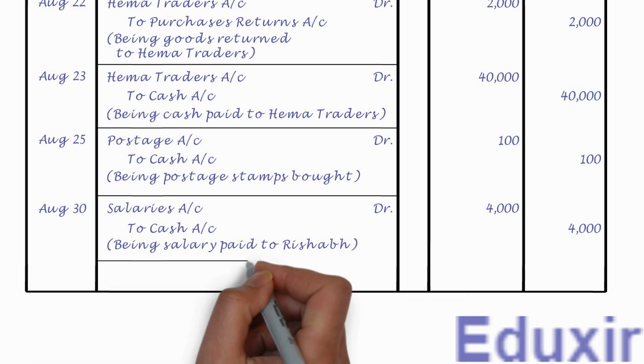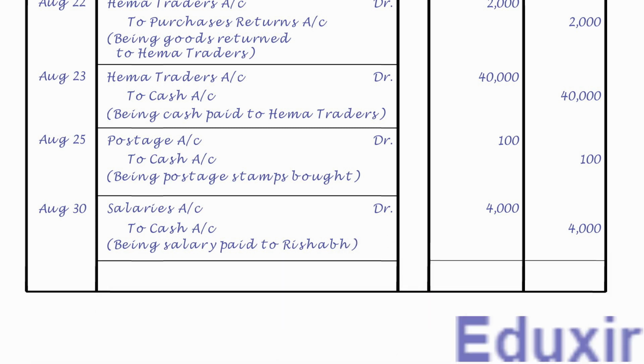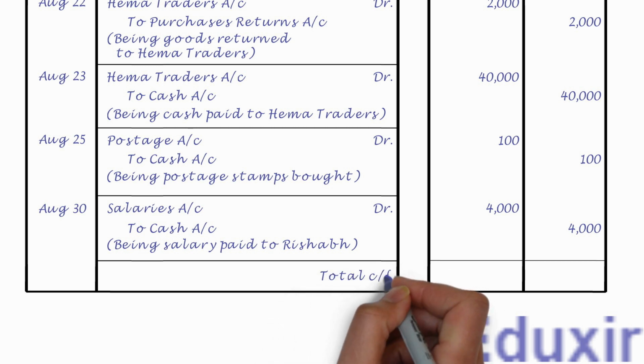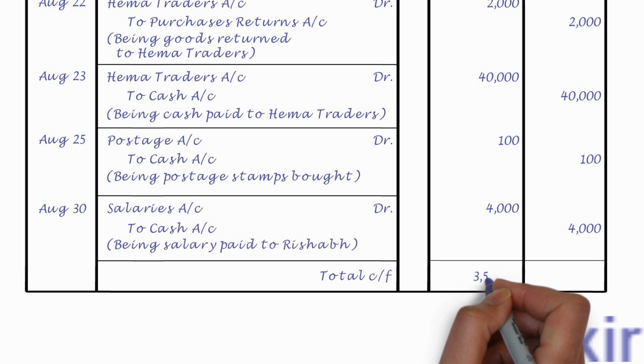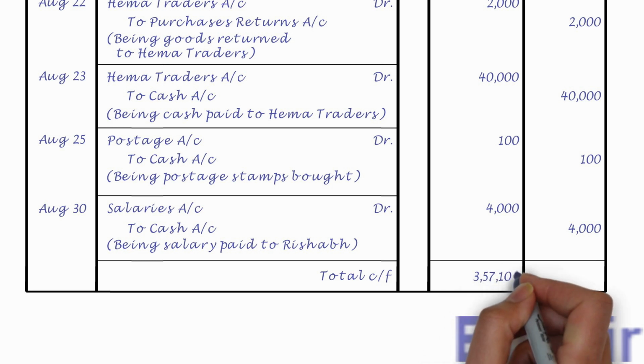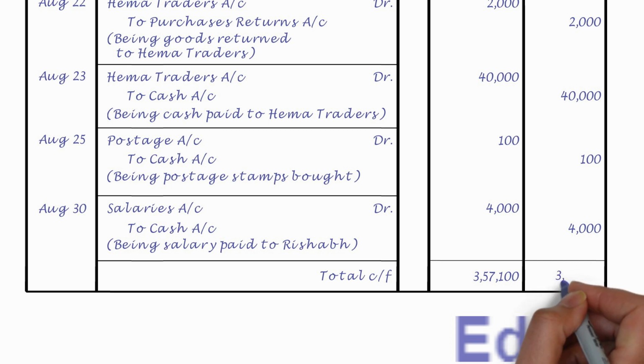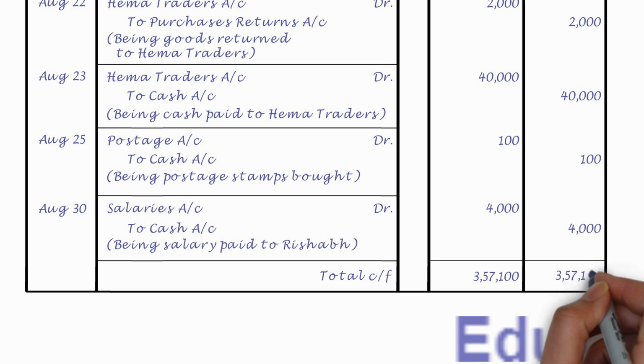Let us now draw a line to mark the completion of journalizing of this transaction. That completes the journalizing of this transaction. In fact, all the transactions. The total of all the accounts in the debit amounts column is 3,57,100 rupees. Similarly, the total of all the accounts in the credit amounts column is 3,57,100 rupees. With that, we have completed the journalizing of these transactions.